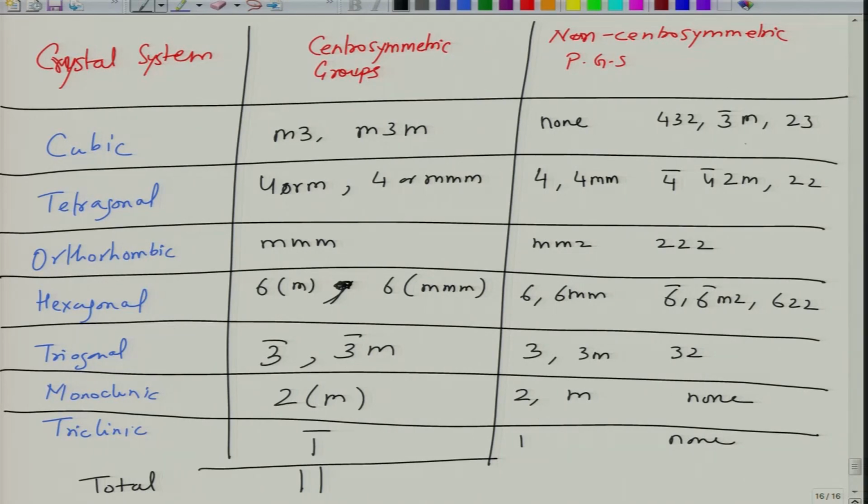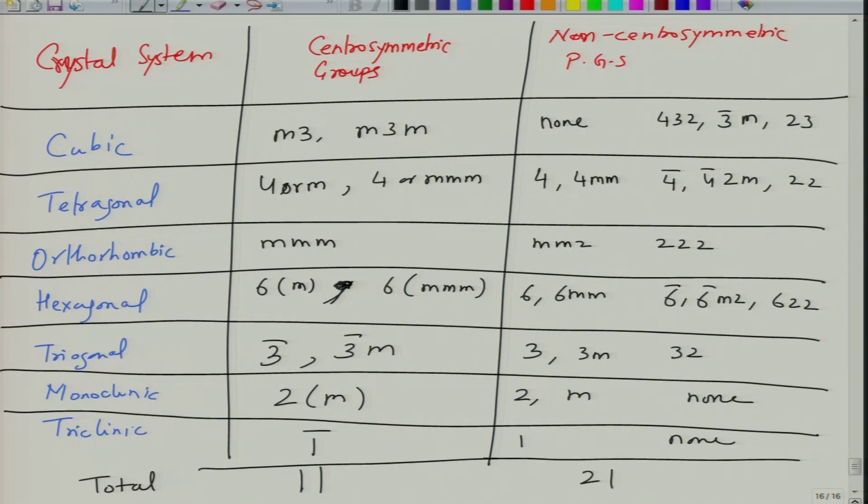So, these are all, as you can see, non-centrosymmetric point groups. So, 1, 2, 3, 4, 5, 6, 7, 8, 9, 10, 11, 12, 13, 14, 15, 16, 17, 18, 19, 20, 21. So, we have 21 in total.